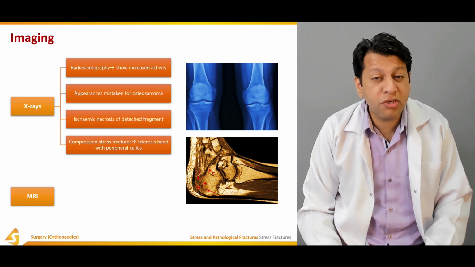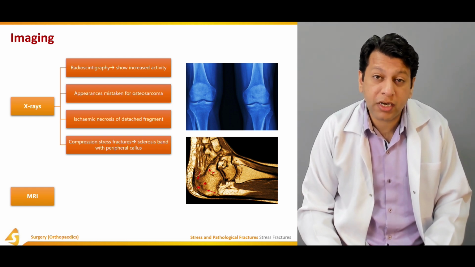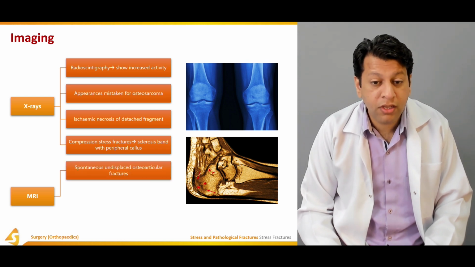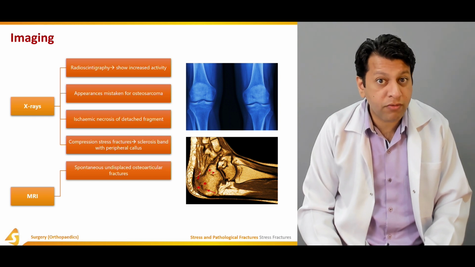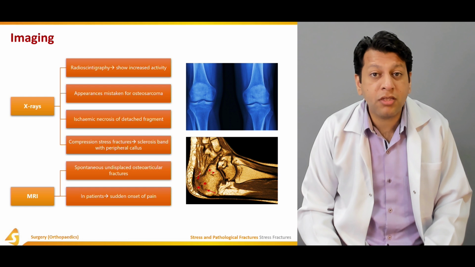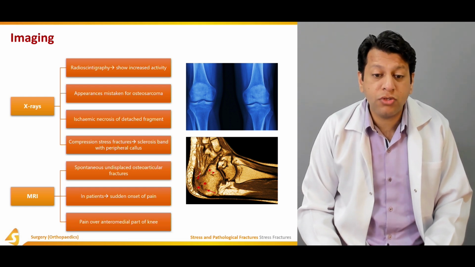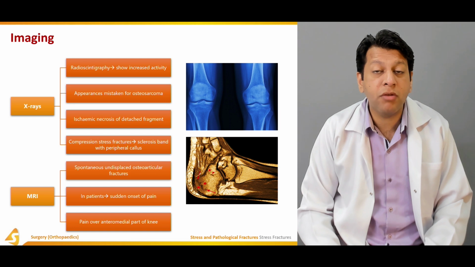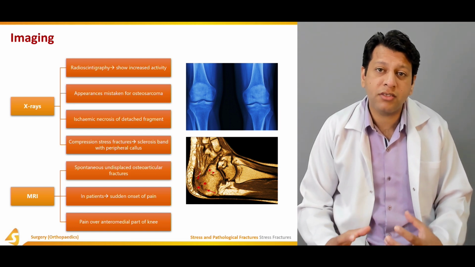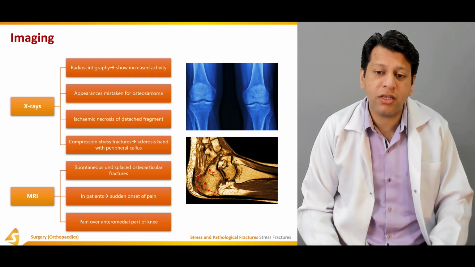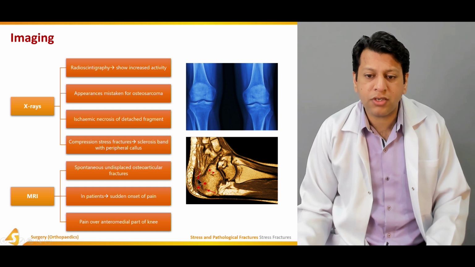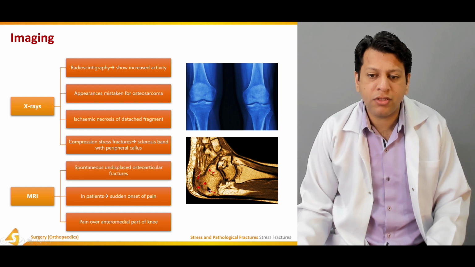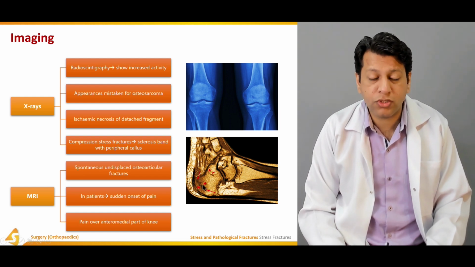So what is the ideal investigation to rule out stress fractures, or when we are suspecting stress fractures? That is the MRI. Now, what would we see on MRI? We would see spontaneous undisplaced osteoarticular fractures, especially in patients with sudden onset of pain. Usually pain over the anteromedial part of the knee is very common, and if we get an MRI, it usually shows an underlying stress fracture. If you see this here, there's probably a stress fracture in the calcaneum. There will definitely be edema and increased uptake over this area, especially in the case of a bone scan.